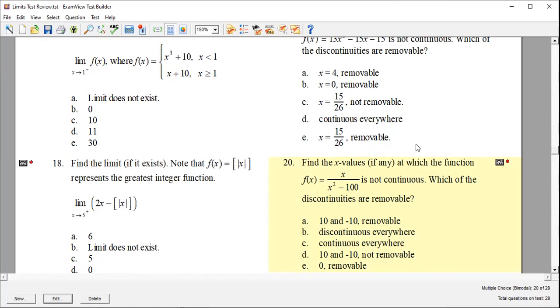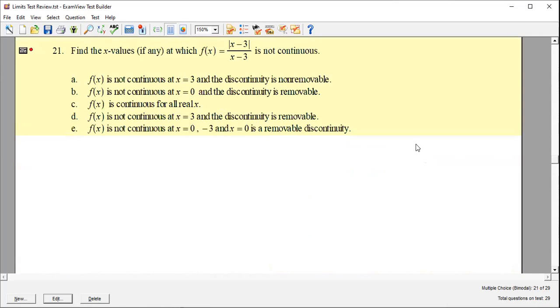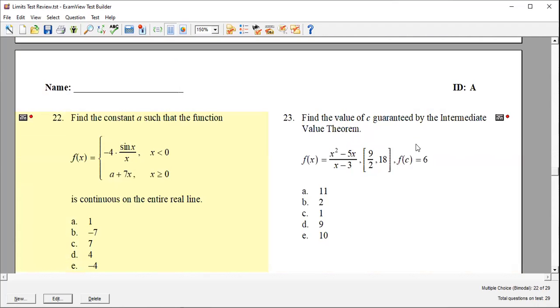All right, we will come back to 22. We did 21 already. I skipped and messed up. We'll come back to 22. There's nothing hard about this, okay?